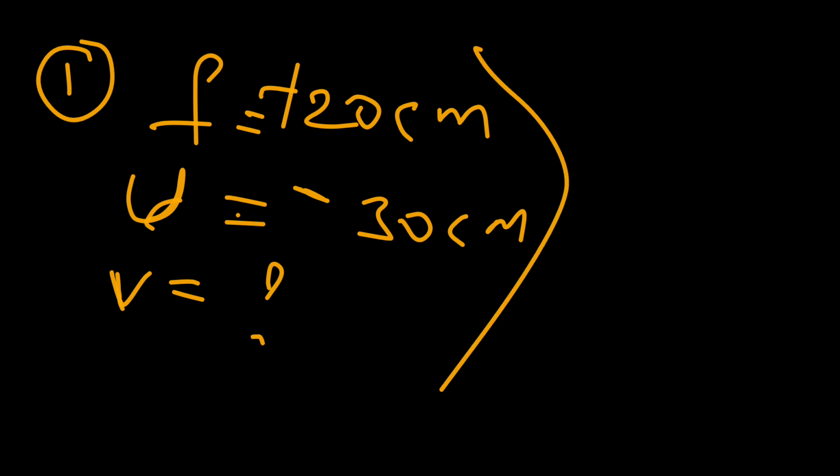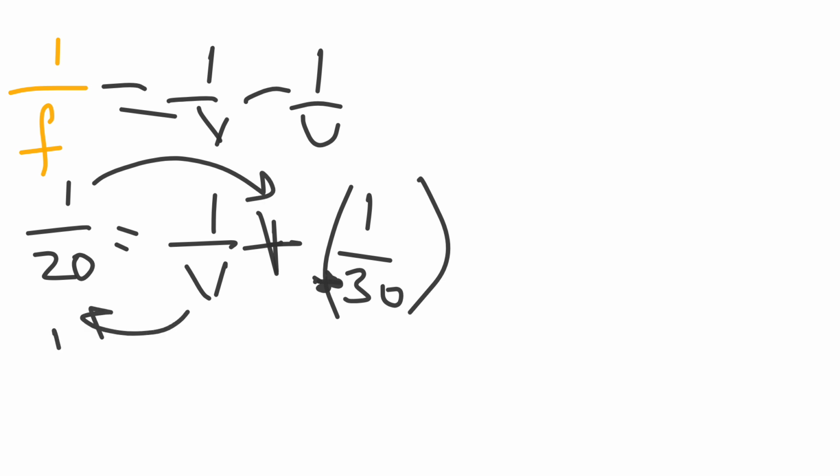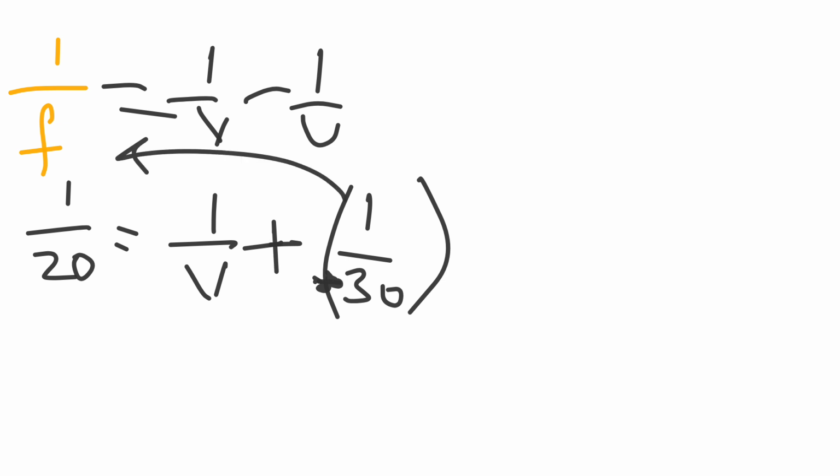You know the lens formula. Lens formula: 1 by f is equal to 1 by v minus 1 by u. So 1 by 20, f value 20, v value we have to find, 1 by u value minus 30. Here, minus into minus is going to become plus, right? 1 by v plus 1 by 30. So let's send 1 by 30 over there.